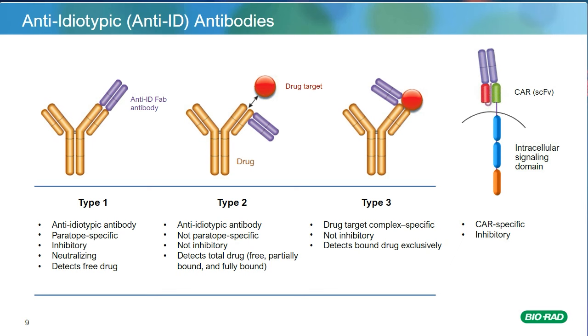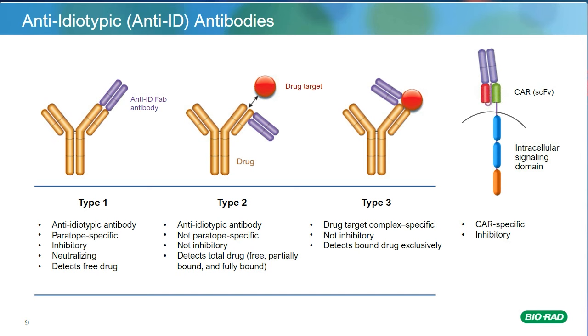A type 1 anti-ID is paratope specific, and therefore acts as an inhibitory and neutralizing antibody. This will enable you to detect free drug within a system. We can generate type 1s by performing 3 panning rounds on the drug antibody as our antigen, and in all rounds we will use a matched isotype control antibody and serum for blocking of our library.